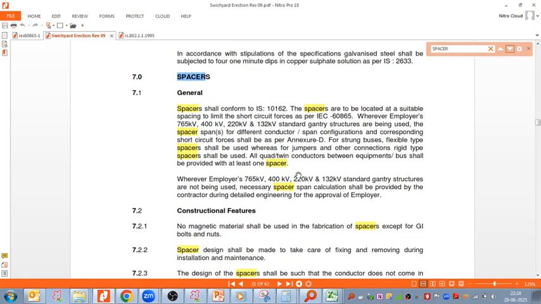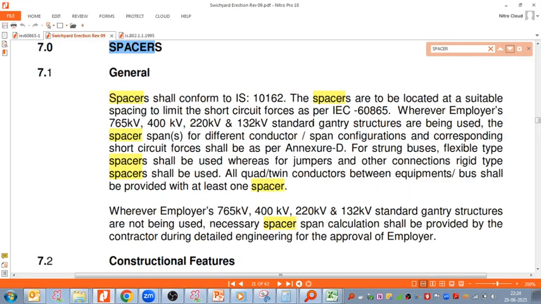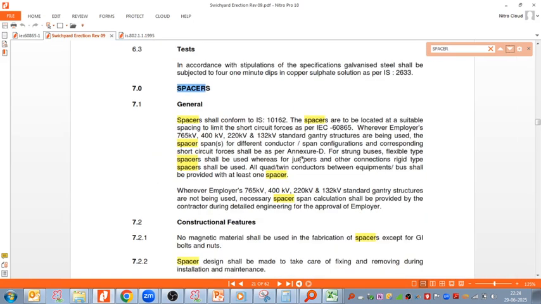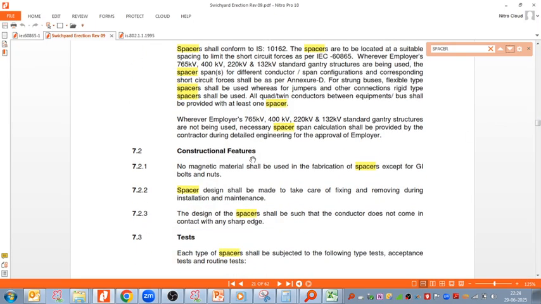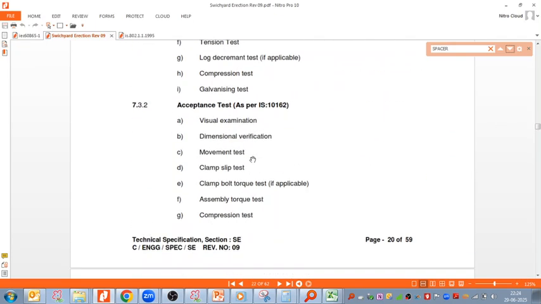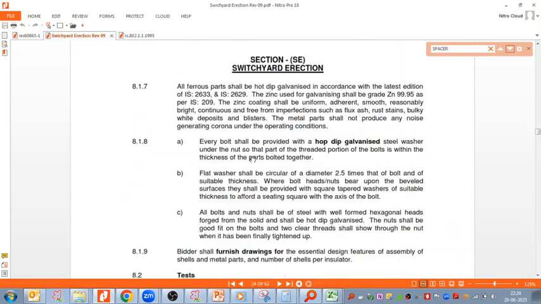But we need to know why we are using the spacers. The spacers are used to limit the short circuit force. Spacers are to be located at suitable spacing to limit the short circuit force as per 605 when conductors are being used. The spacer spans for different conductors and configurations shall be as per the next 30. So this span we take, and then accordingly, corresponding to that, we calculate how much pinch force is coming.